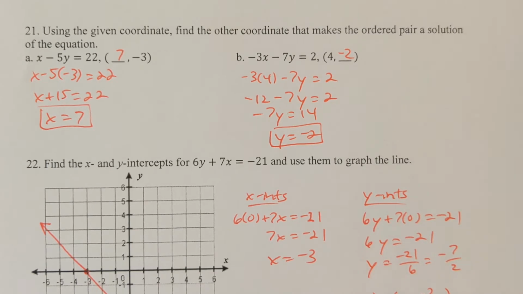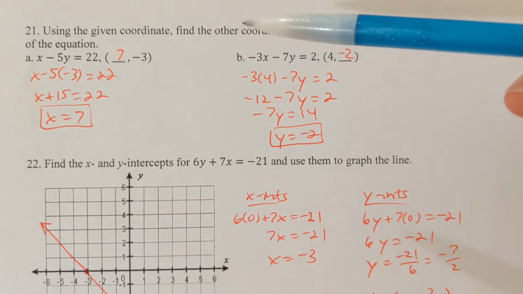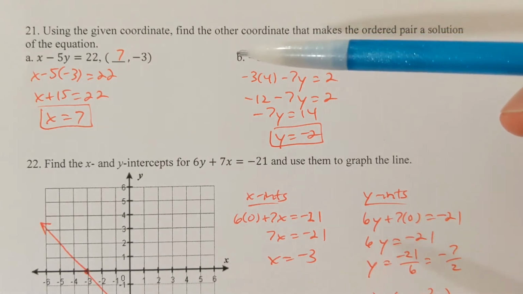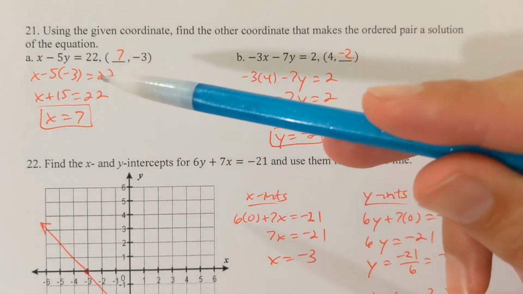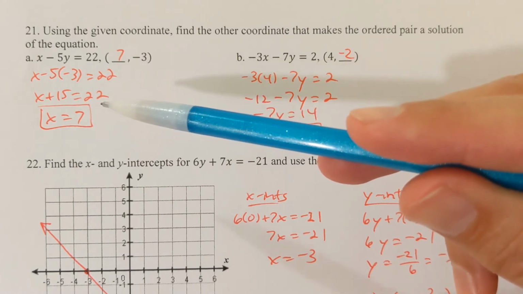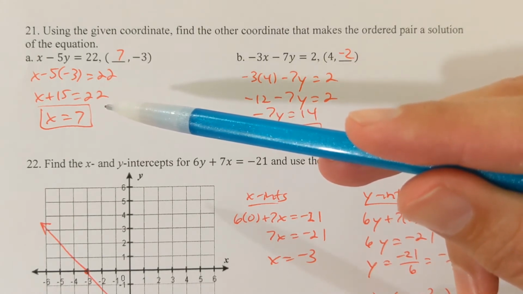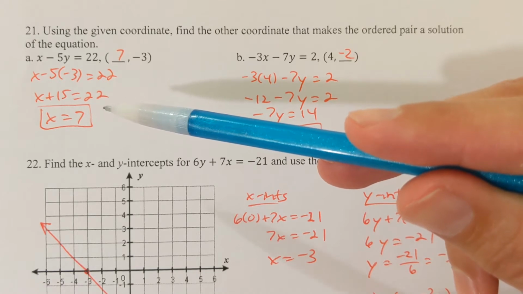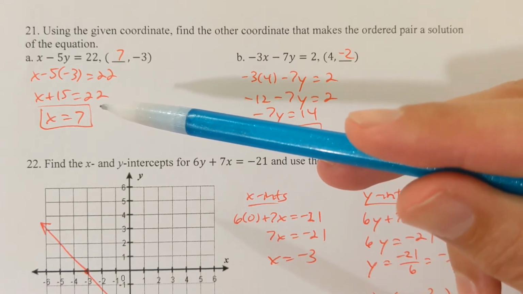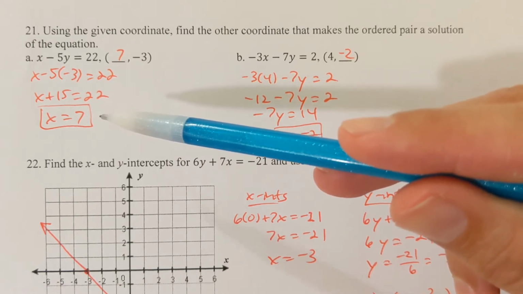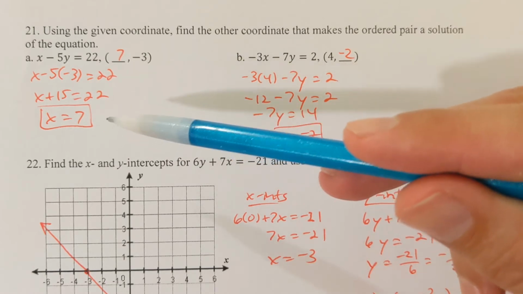Problem 21, use the given coordinate to find the other coordinate that makes the ordered pair a solution of an equation. So we've got x minus 5y equals 22. y is -3. Okay, so x plus 15 equals 22. Subtract 15 from both sides, x equals 7 is the answer.